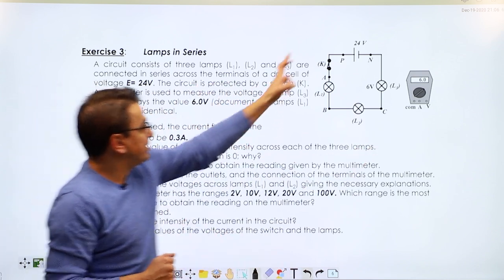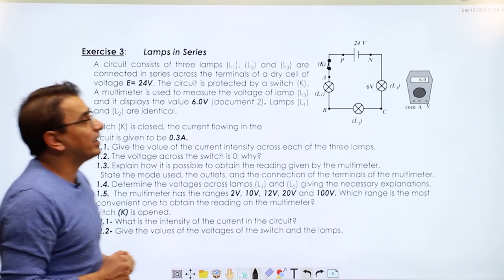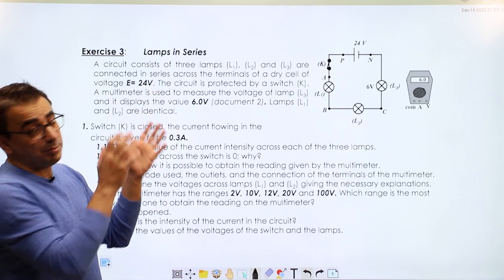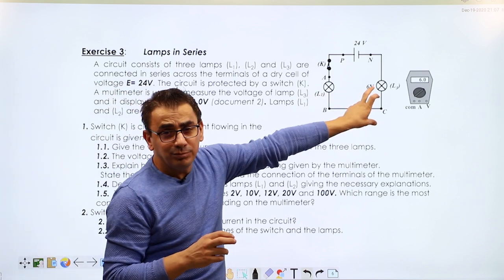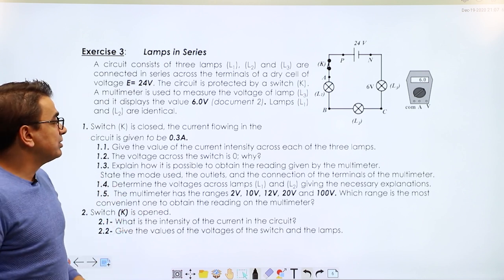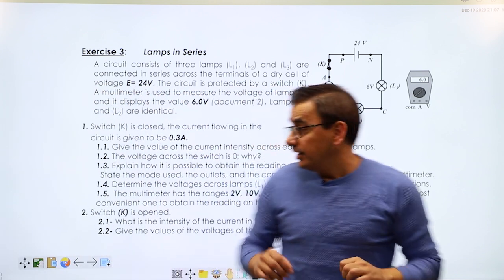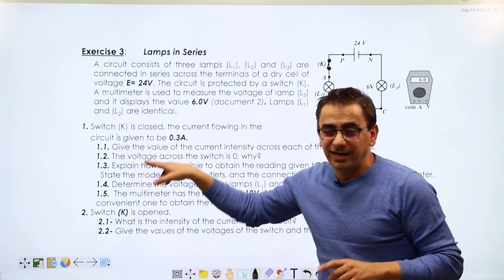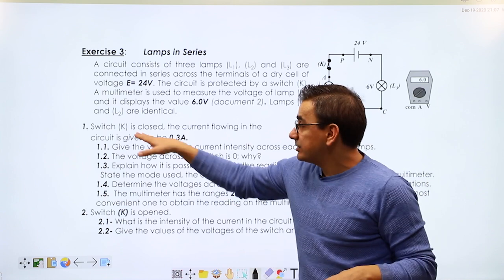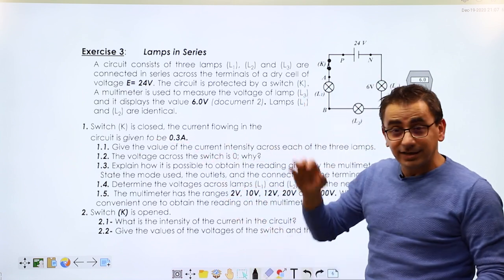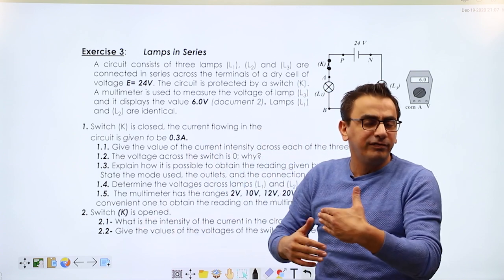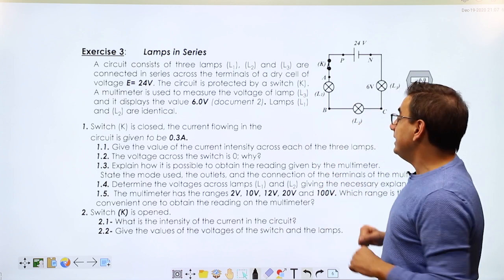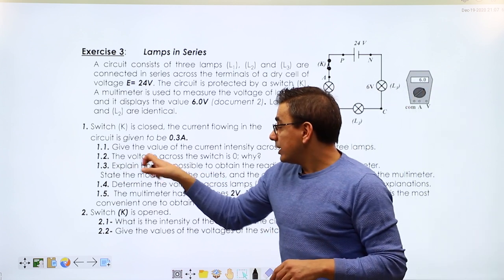As in document 2, which is this one here, lamps L1 and L2 are identical. Great. So that multimeter is going to measure the voltage of the lamp, which is 6 volts. Switch K is closed. The current flowing in the circuit is given to be 0.3 ampere. Again, concerning using flow with current, it's not favorable, but it's fine. It's better to say the current in the circuit is 0.3 ampere, because current is the flow of charge, so we don't say the flow of something is flowing. Give the value of the current intensity across each of the 3 lamps. The voltage across the switch is 0.